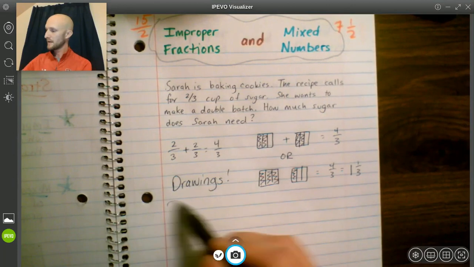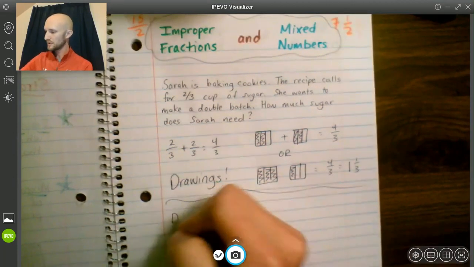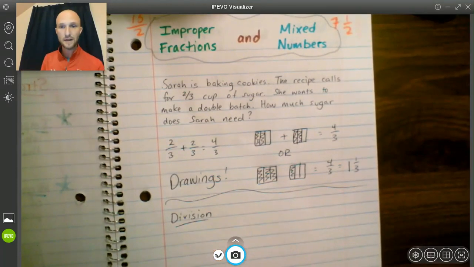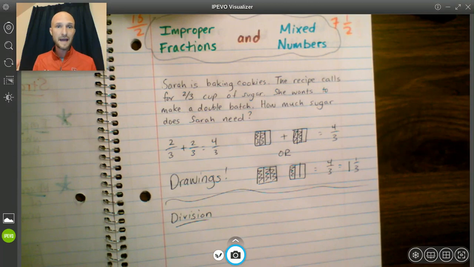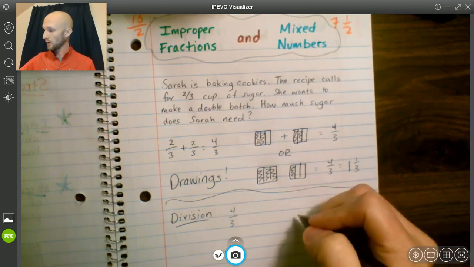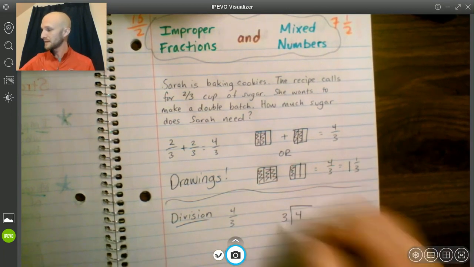Okay, now I want to show you how to do it with division. And this actually makes for a pretty simple division problem. Every fraction is actually just a division problem that hasn't been solved yet. So we can do 4/3. That can be done as 4, the numerator, divided by 3.